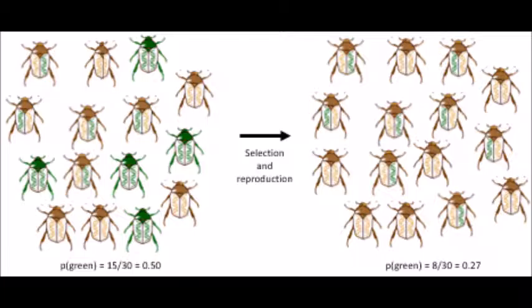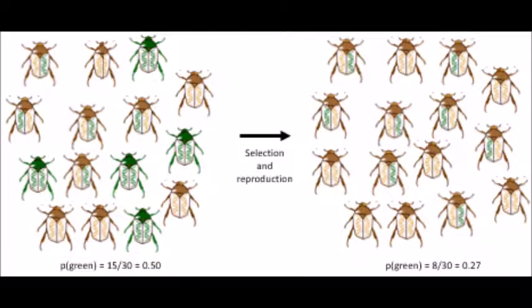Evolution is the change in allele frequencies in a population over time. Here's an example of evolution occurring. From this we can see that the brown beetles are dominant. And the question is, has evolution occurred? The answer is yes, since the frequencies have changed after selection and reproduction.